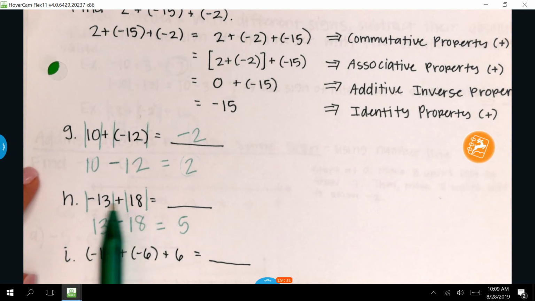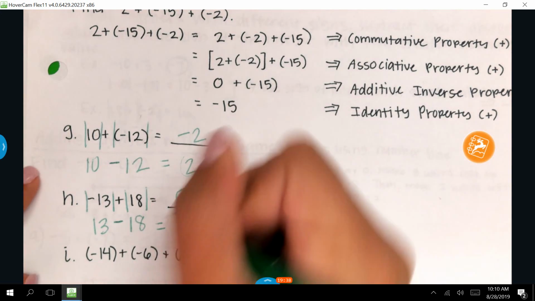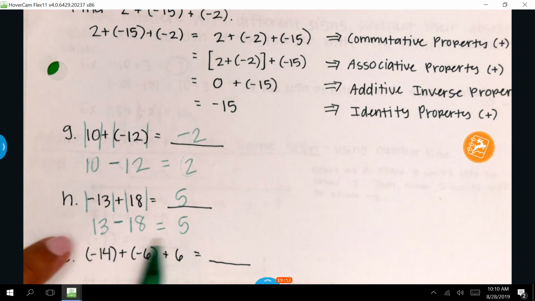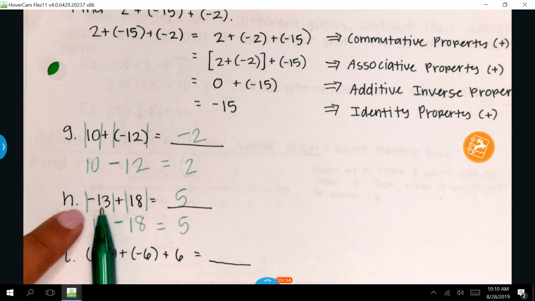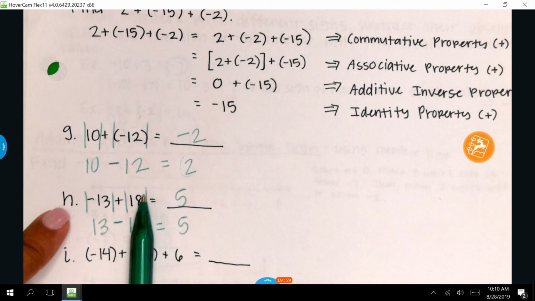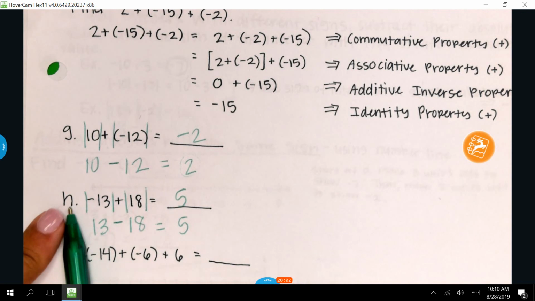So which one had the larger absolute value? 18. Was 18 negative or positive? Positive. So that means your answer has to be positive. So it's positive 5. Okay. So don't let that trick you. The only reason we're doing 13 minus 18 is because we found the absolute values. So yes, technically 13 minus 18 is negative 5. But that's not the real problem that we're solving. The real problem we're solving is negative 13 plus 18. Okay. So you always want to go back and make sure that the sign is with whatever that larger absolute value is. Does that make sense?